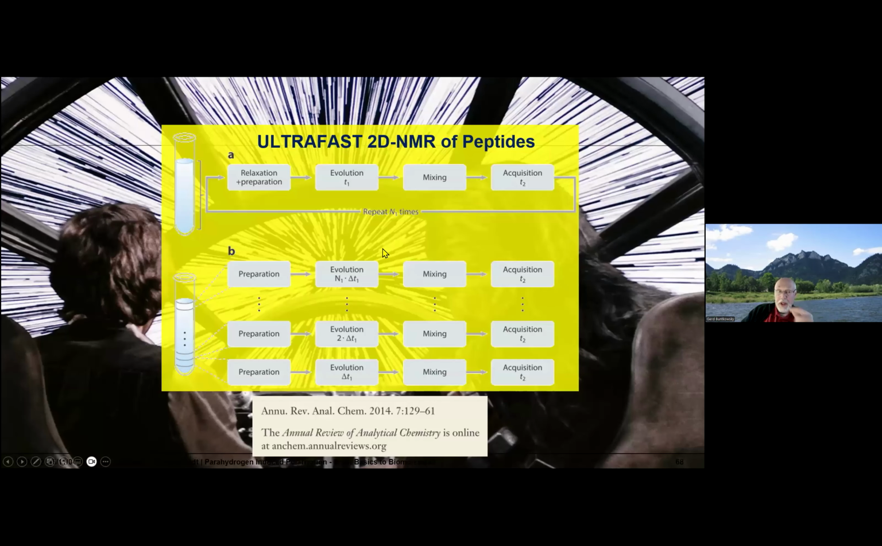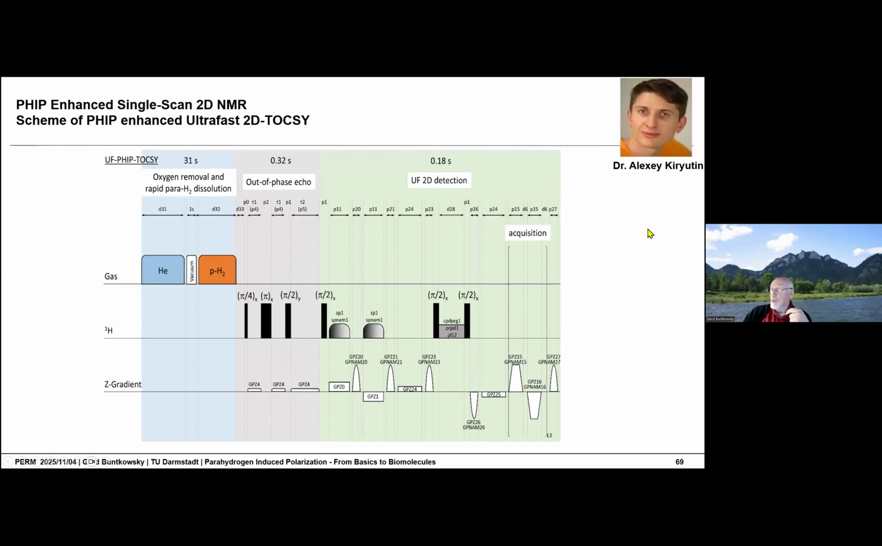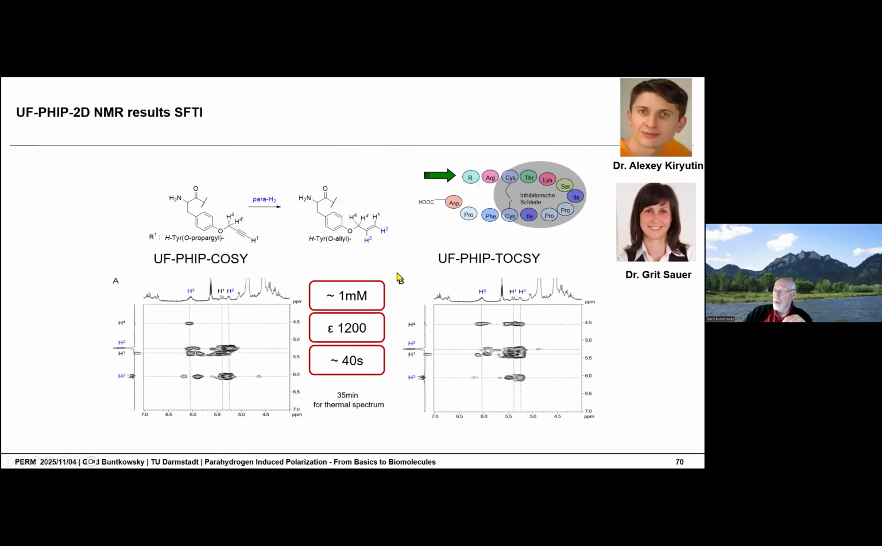And with these large enhancement factors, you can also now do more complicated NMR experiments. For example, ultra-fast 2D NMR detection. Ultra-fast NMR means just that you can measure a 2D spectrum in a single scan. This Alexander colleague did these experiments, and he programmed first a pulse sequence, and then he and Gerd studied the SFTI. This is an ultra-fast FIB-COSY, ultra-fast FIB-TOXY. You see very nicely, in a single scan, you can get the 2D spectra.